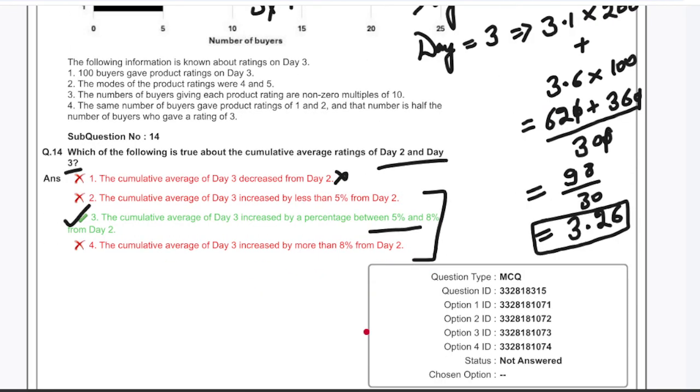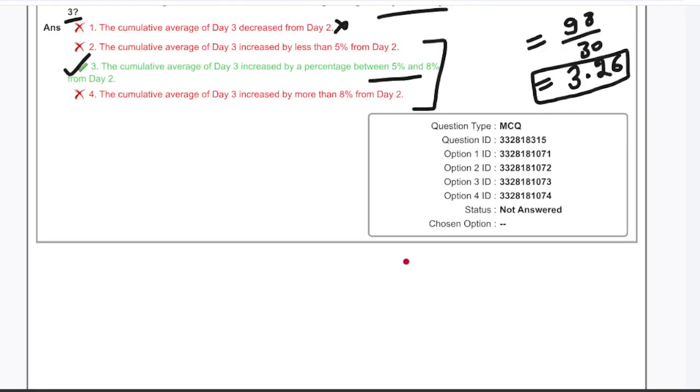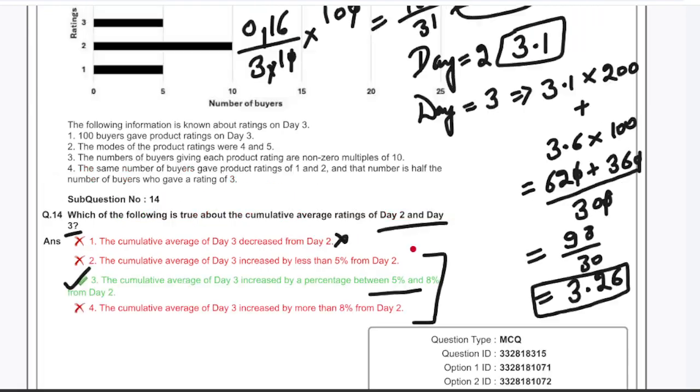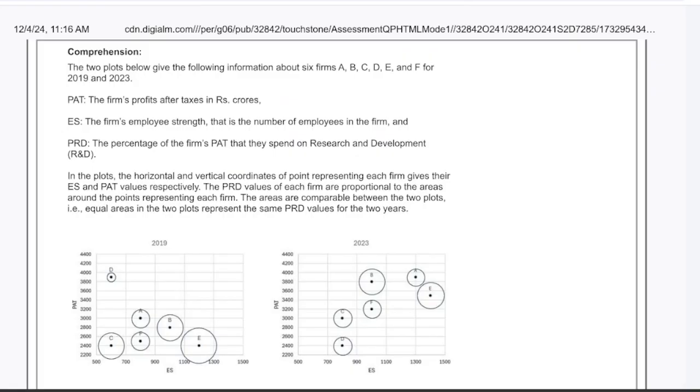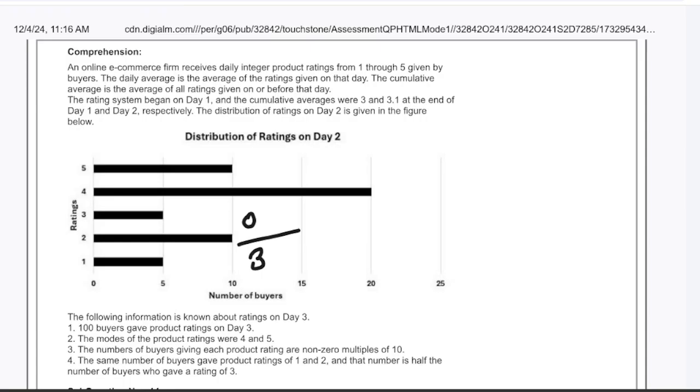This has to do with the calculation, no doubt, but it was not tough. It was doable in the exam. Hope you have understood the process and understood the question.